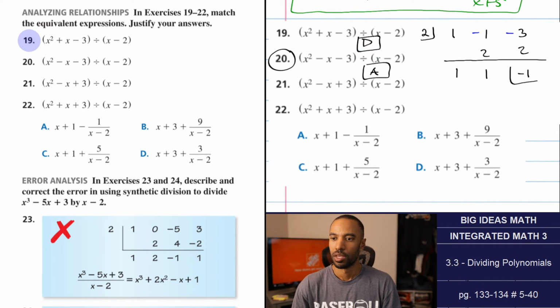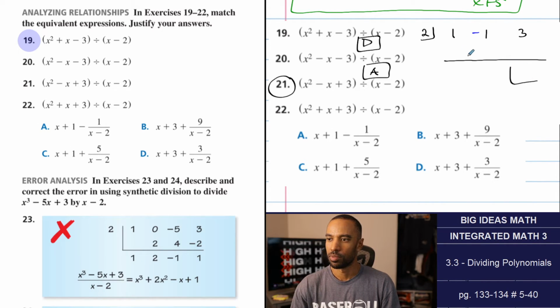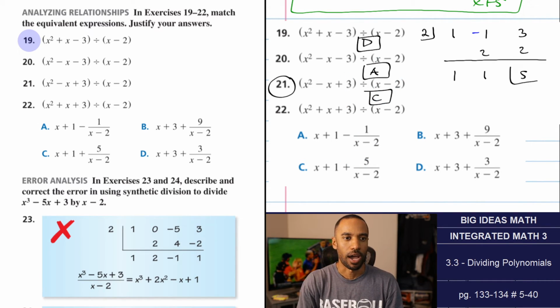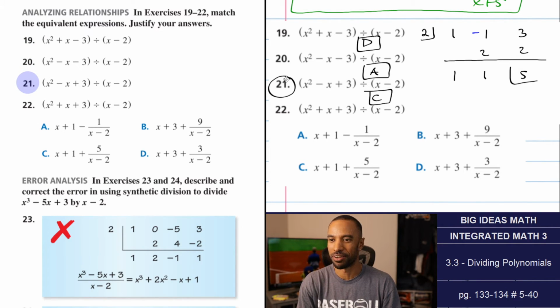All right, let's go to number 21. This time, just the 1 is negative, so get rid of that. All right, let's try it again. Oh, I didn't want to get rid of that. But bring down the 1, times 2, add that, times 2, add that. X plus 1 with a remainder of 5. X plus 1 with a remainder of 5 is C. And oh, I didn't move these. I'm sorry. 20, 21, shoot. I'm bringing it down on this set.